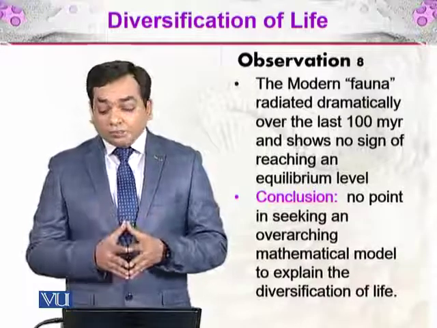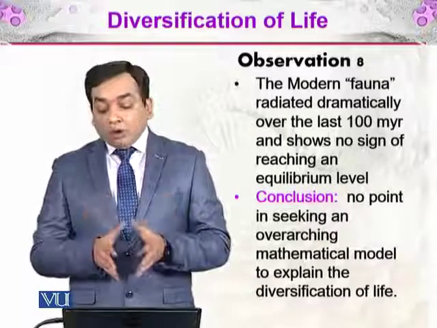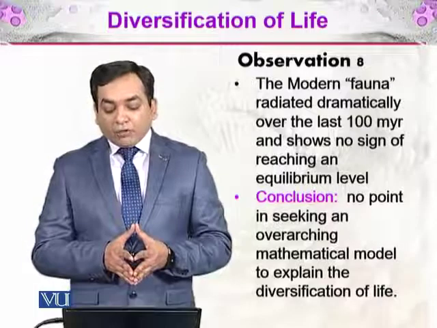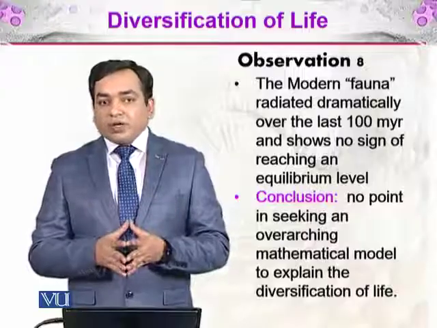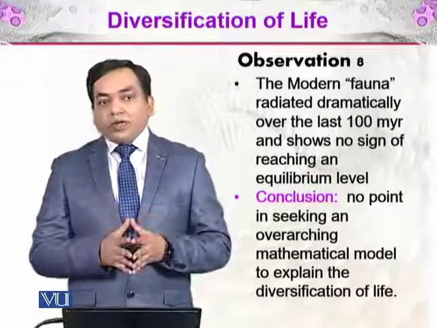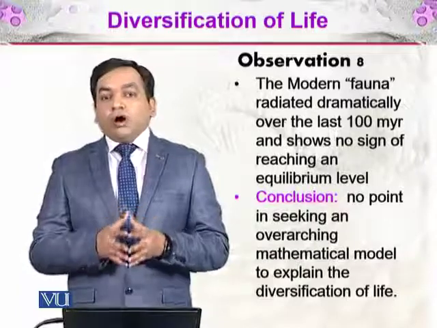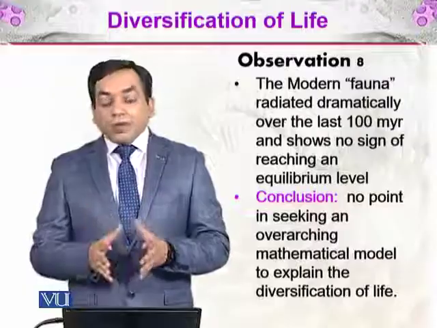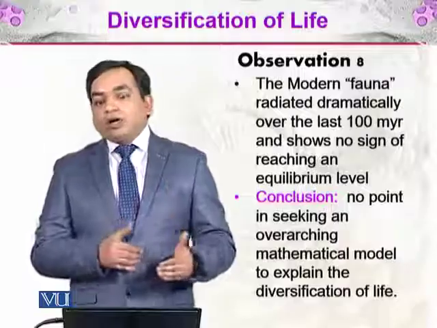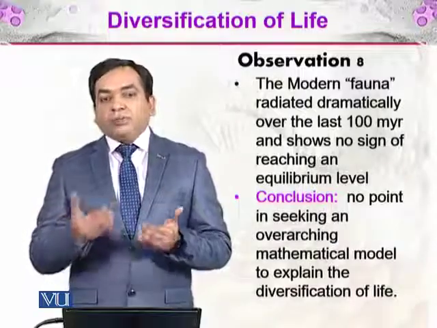So what is the conclusion? There are arguments in favor of both. So there is no point in seeking an overarching mathematical model to explain the diversification of life. It can be either the first or the second. We don't know yet. And there is no further ecological value in making this model and studying it. But of course, we must debate these things, such as whether life forms were expanding or still in equilibrium with the environment.